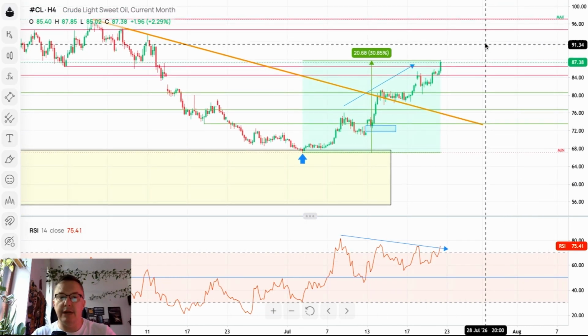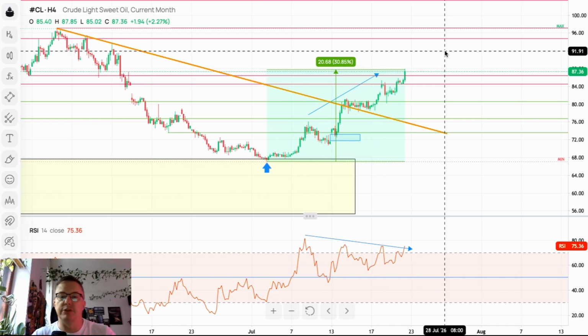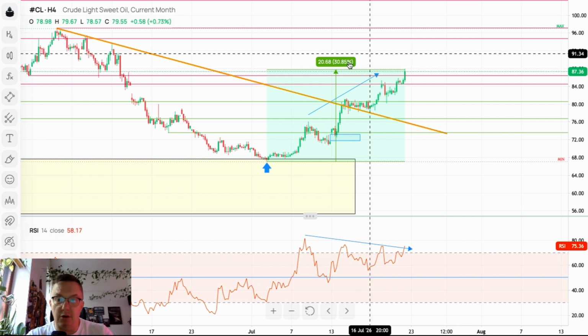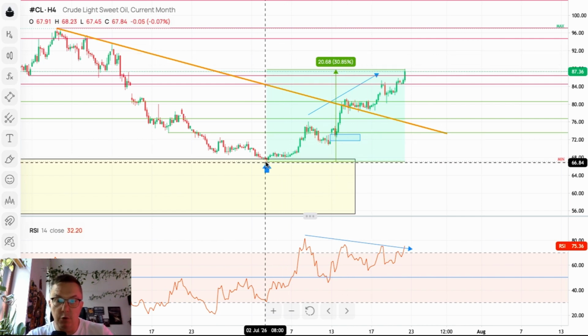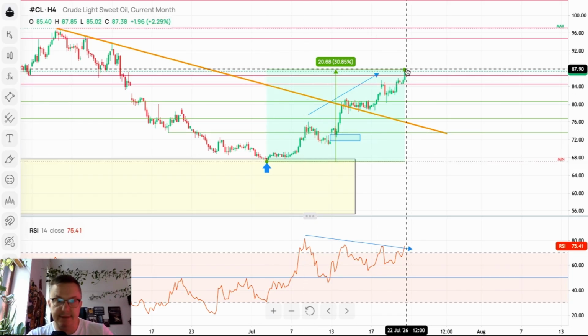So we don't have the peace and ceasefire between, of course, the USA and Iran, which is why we got the situation when the US crude oil is dramatically rising over 30% since the low, which was established apparently on July 2nd. So that's only 20 days. 30% in 20 days. Strong momentum.